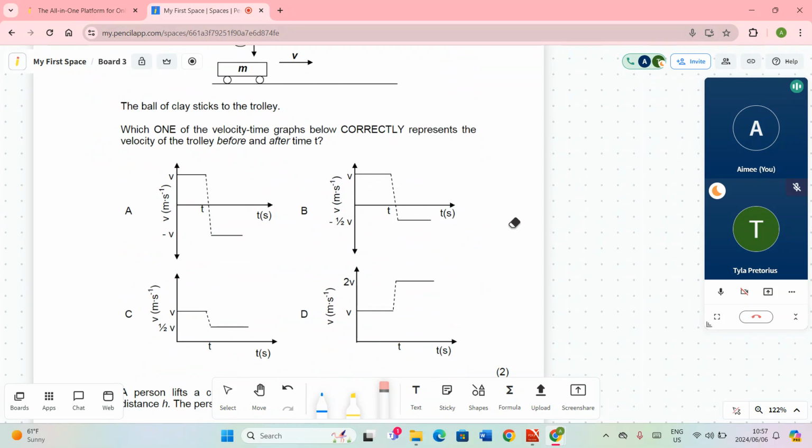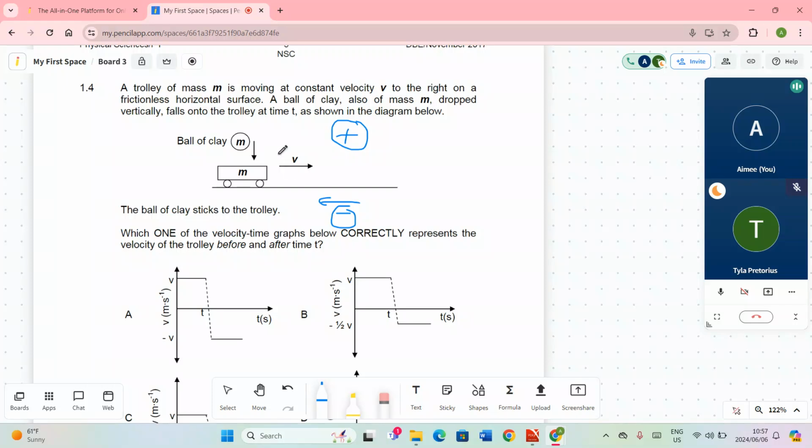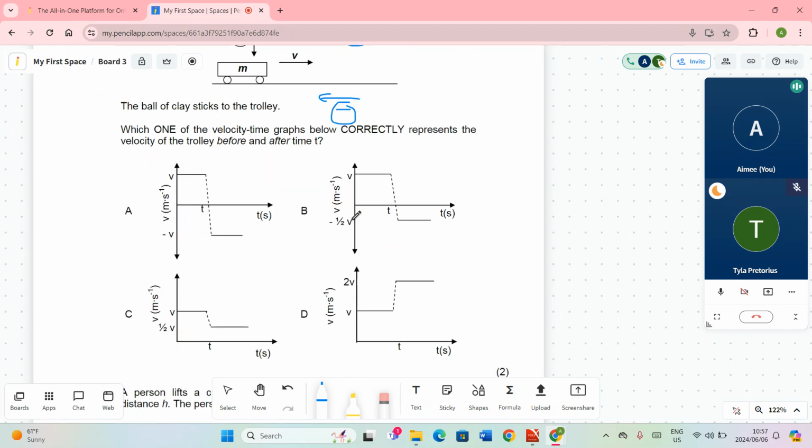So based on that, can we eliminate some of them? We know it's not changing direction. It's going to be moving in the same direction. How do we indicate direction in physics? We indicate direction with positive and negatives. We assign a value. So moving to the right in this scenario will be positive, which means that moving to the left will be negative. And we know that an object falling from above and hitting it is not going to cause it to change direction. So any graph that has got a negative value on the second portion of the graph can be eliminated because we know the object is not changing direction.